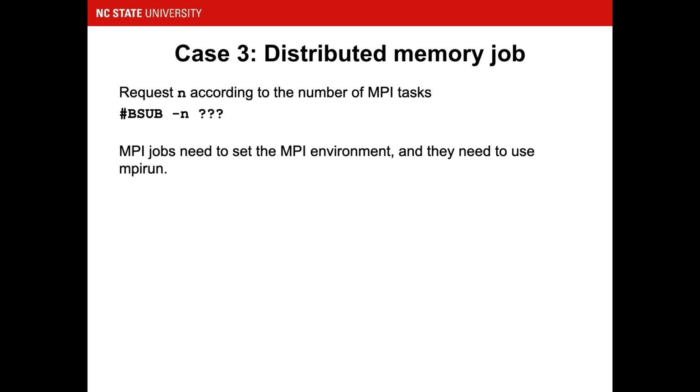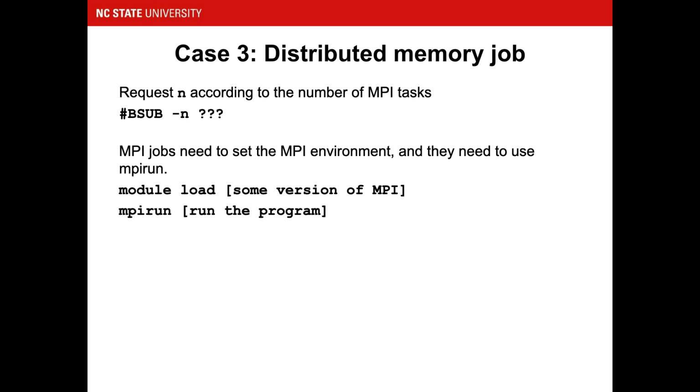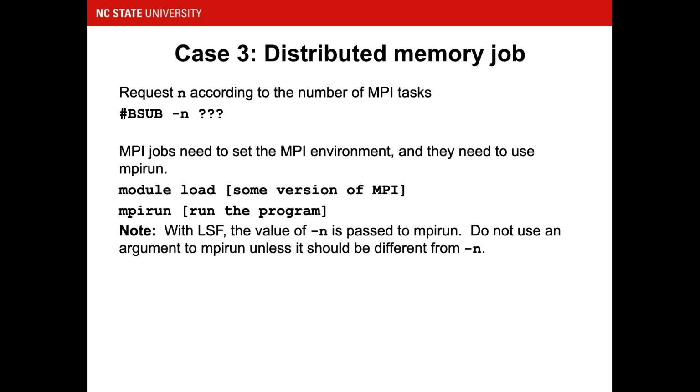When running a distributed memory job, request n according to the number of MPI tasks or processes. MPI jobs need to set the MPI environment and they need to use mpirun. That means you should be loading a module that has MPI and you need to add mpirun before calling the application. Note that with LSF, the value of n is passed to mpirun. Do not use an argument to mpirun unless there is a reason that it should be different from n.